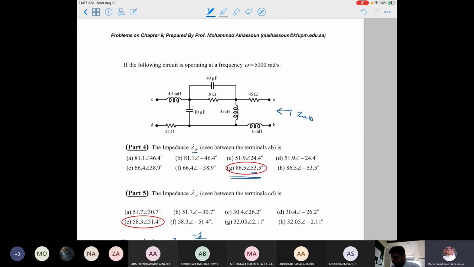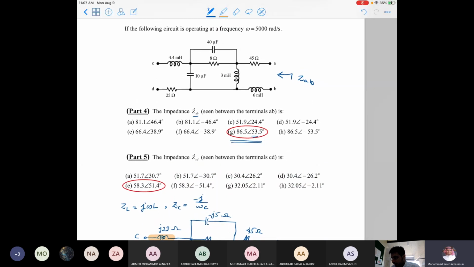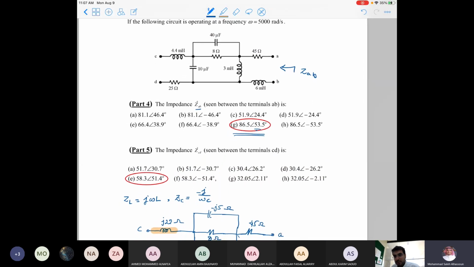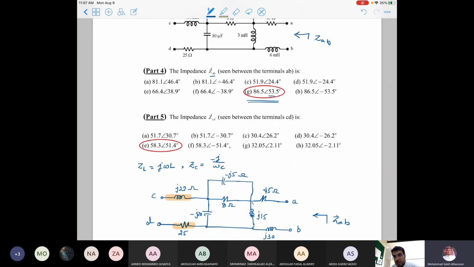So now we found the input impedance between A and B. We can do the same for input impedance between C and D.